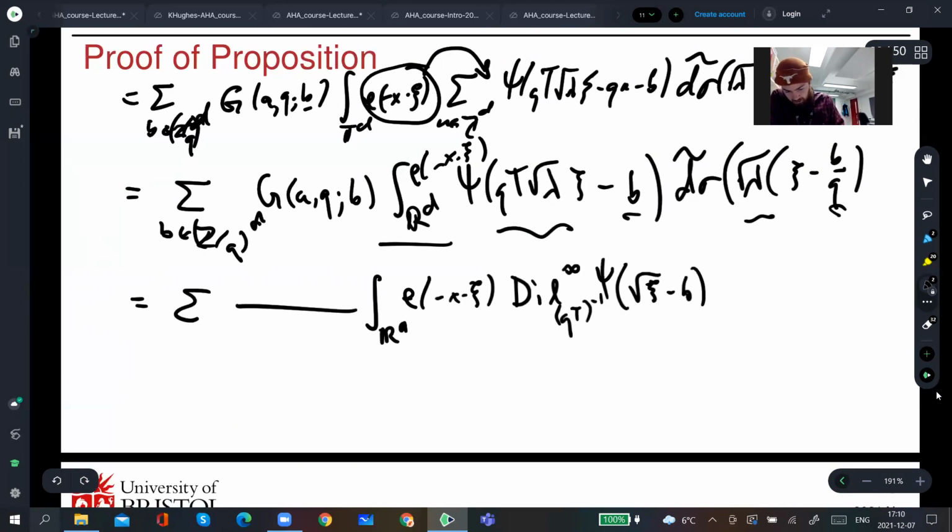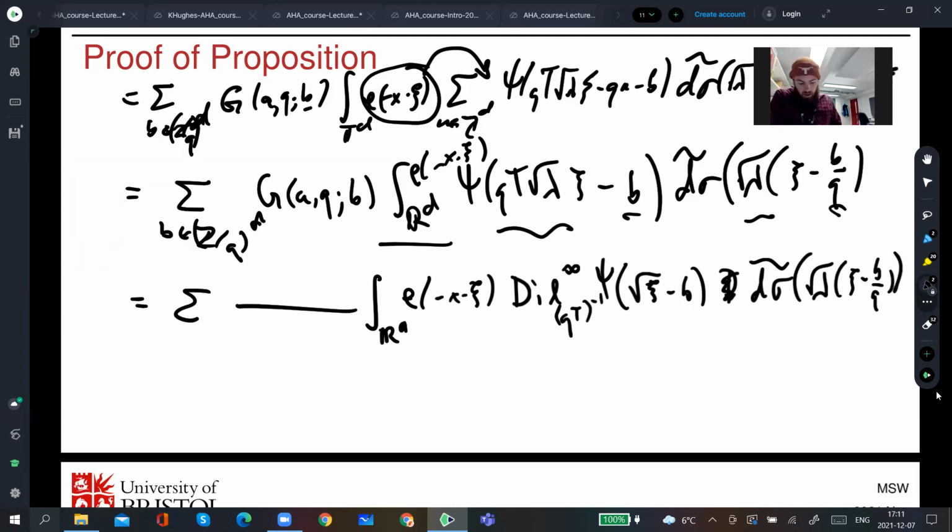And then I have the same thing, or no, instead a d sigma of root lambda c minus b over q. I forgot the root lambda. No, root lambda c. Let's make that look prettier. This should be a root lambda times c. Brilliant.